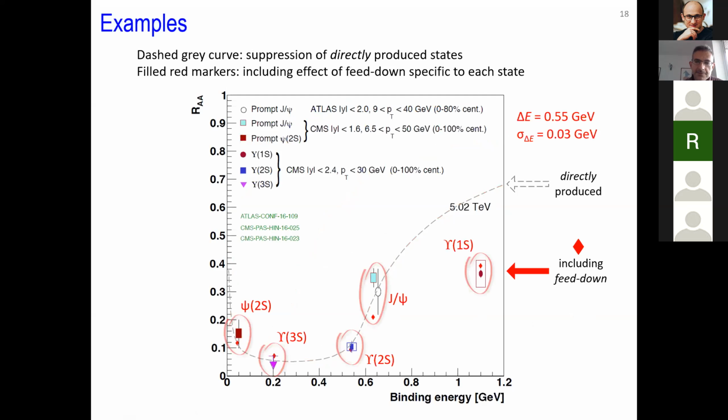And now let's also make a first rough comparison to data, fixing the 2 parameters of the model, delta E and sigma delta E. We obtain the directly produced curve, and the red symbols are the ones that have to be compared to data for the prompt production. You see that they are compatible with the data, and they reproduce this non-monotonic behavior.